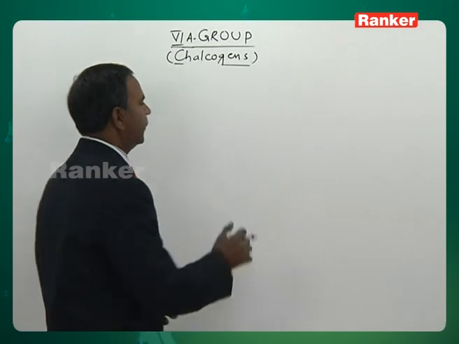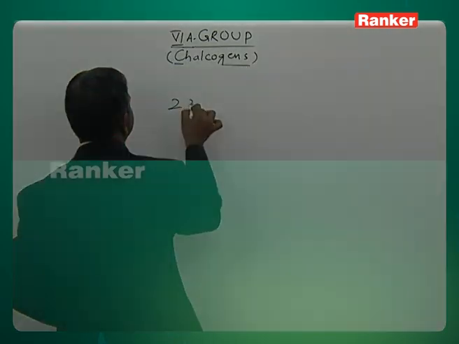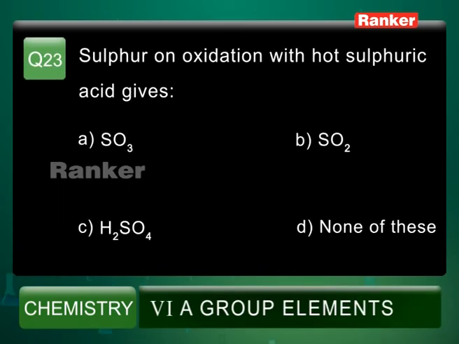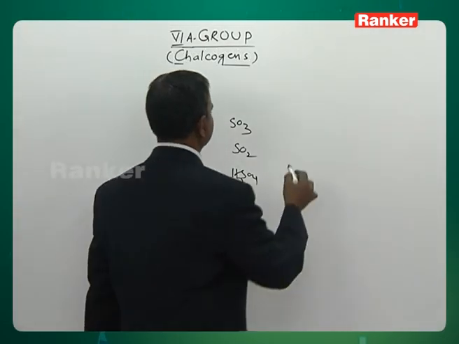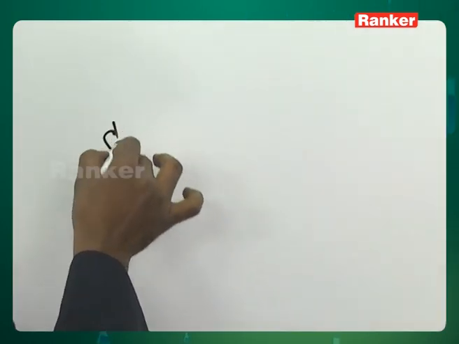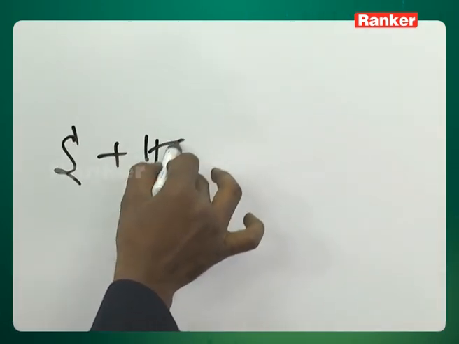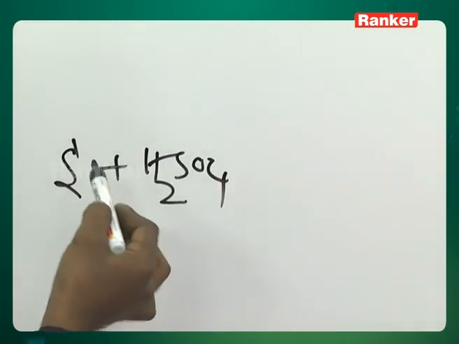Question number 23. Sulfur on oxidation with hot sulfuric acid gives SO3, SO2, or H2SO4. Sulfur on oxidation with hot sulfuric acid: sulfur plus H2SO4.